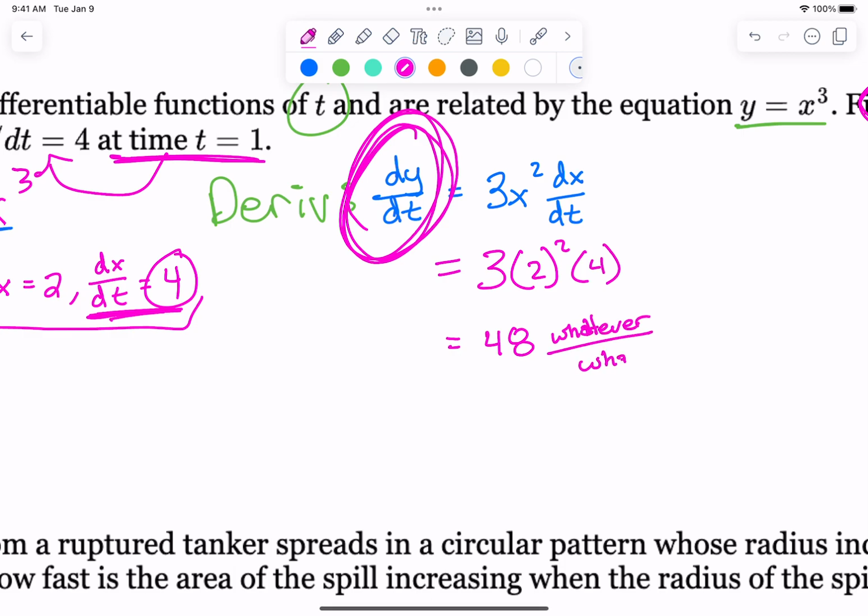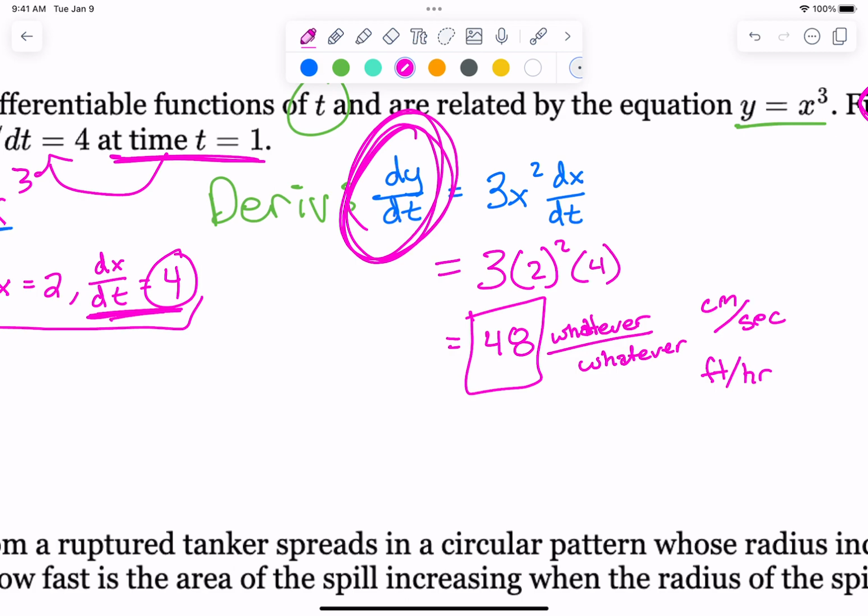48, whatever per whatever. So maybe that's centimeters per second, or maybe that's feet per hour. Units, they always just say units per whatever, like 48 units per unit. If they don't give us a label, we could just put units or something. But we have 2 different units, your distance units and then your time units, so 48 units per unit.